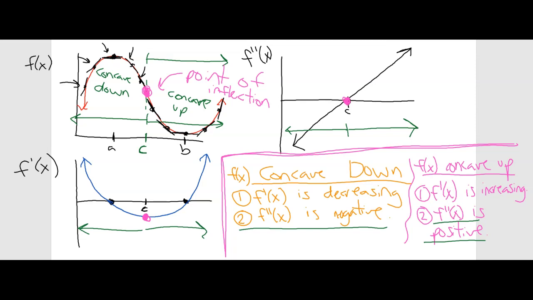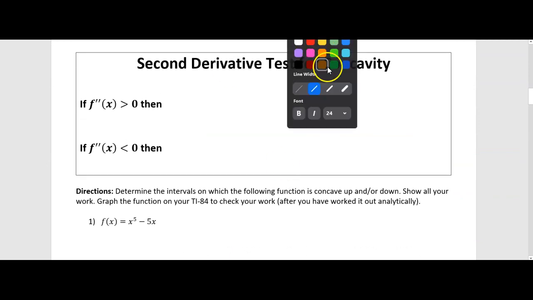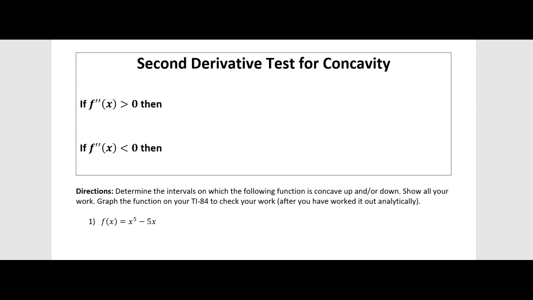Honestly, we've done this relationship before with original functions and first derivatives. If the original function is decreasing, the first derivative is going to be negative. If the original function is increasing, the first derivative is going to be positive. The same relationship holds true with the first derivative and the second derivative, because you can treat those like an original function and the first derivative. So let's get rid of this and fill in our formal definition table. This is what we call the second derivative test for concavity. If f double prime of x is greater than 0, then f of x is concave up.